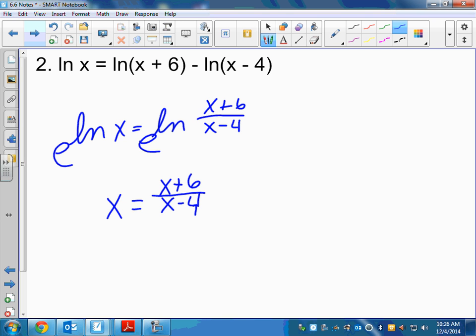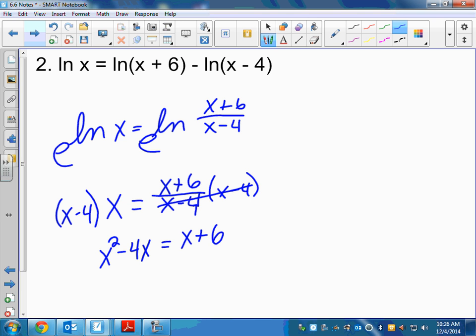Now the hard part is, what do I do to solve this? Multiply by x minus 4. And I get x squared minus 4x equals x plus 6. Another quadratic. So if I subtract 1x over, that's going to be x squared minus 5x minus 6. Is that one factorable?